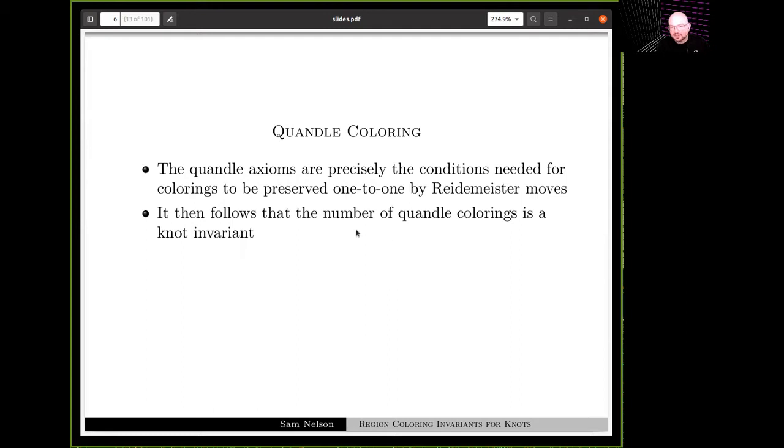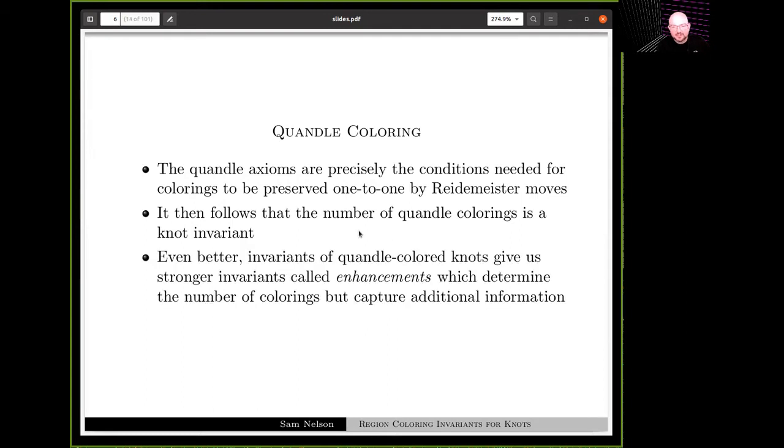As I say, it then follows that the number of quantile colorings is not invariant. So what I mean by the set of colorings is that if you have a quantile coloring of a diagram and you do a Reidemeister move, then there's a unique quantile coloring of the diagram after the move that corresponds.